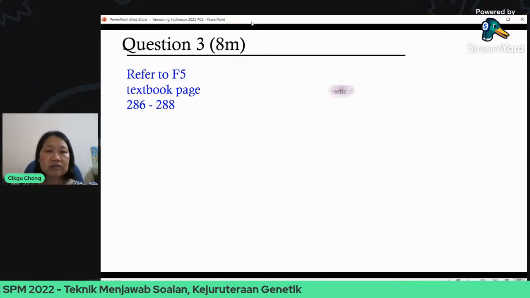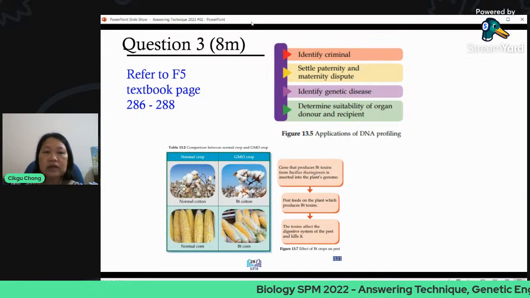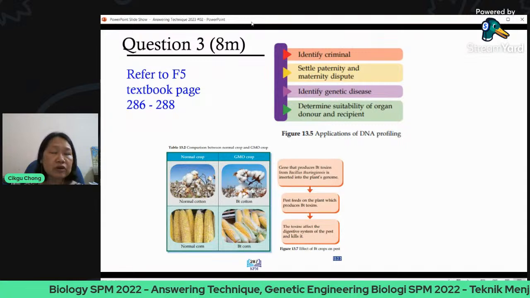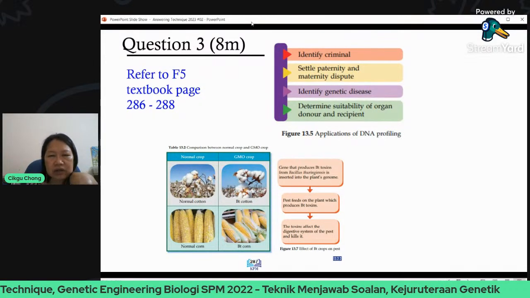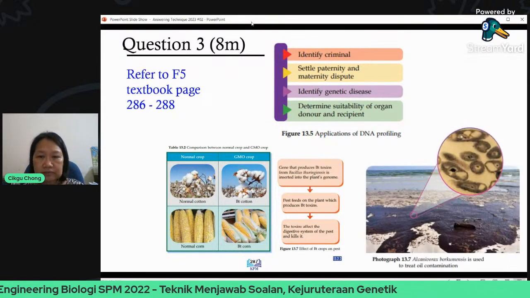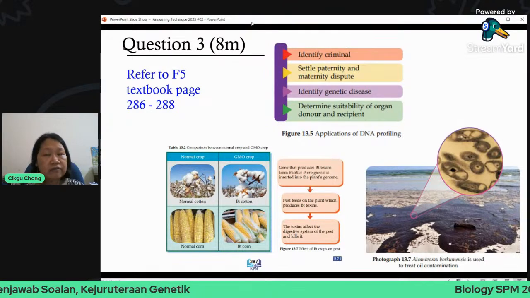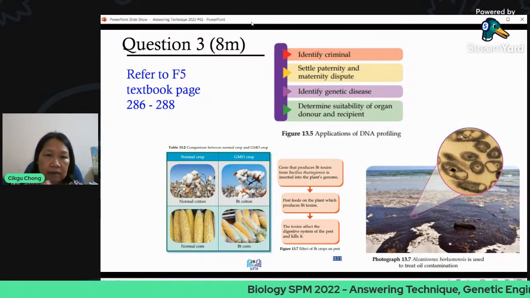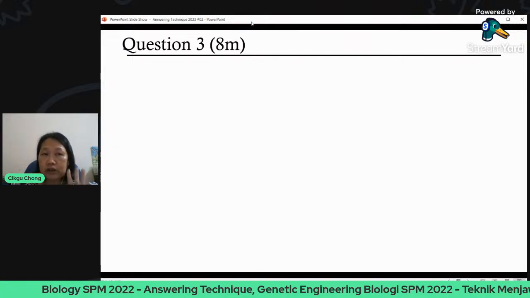Finish. Now, this is where your application of DNA profiling is, in your textbook. I've taken out the textbook. This is your production of plants that are resistant to insects. BT, we call it, BT corn. And then this one, production of bacteria. One example is Alcanivorax borkumensis. That's the name of the bacteria that can be used to soak up, clean up or break down the oil spill. So now you have 3 parts there.